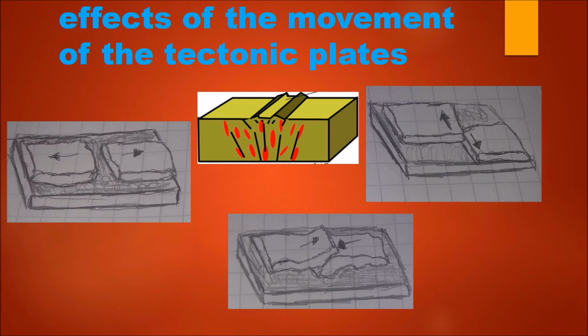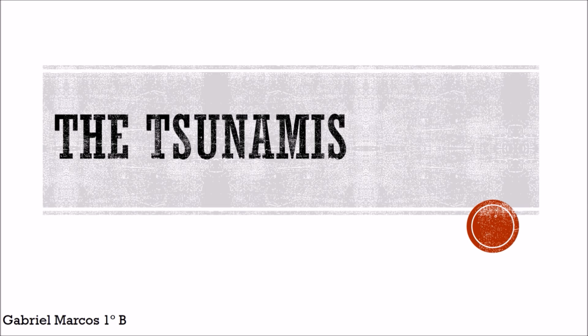Mountain ranges: sometimes two plates push against each other and it raises the land to make huge mountain ranges. Trenches: sometimes two plates slip under the water. They make trenches. Another reason for ocean motion is tsunamis.